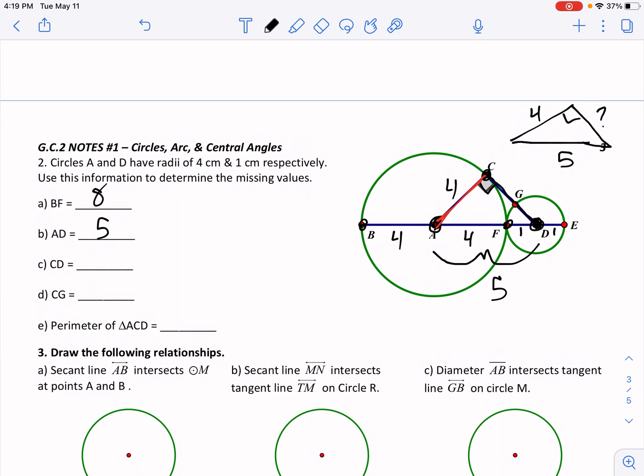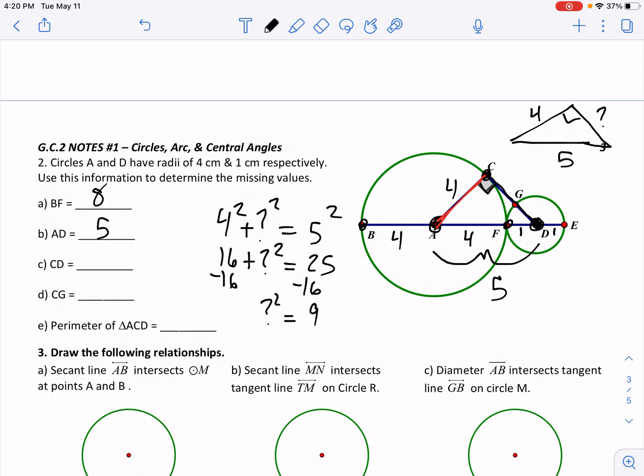Well, we can use the Pythagorean theorem to find that. Our a squared plus b squared equals c squared. So we would have 4 squared plus our missing side squared is equal to 5 squared. Well, 4 squared gives us 16, and 5 squared is 25. Subtract 16 from both sides, and we get our question mark squared is 9. Then, of course, we square root both sides to get rid of the square. So we get that this is 3. So CD here is 3.